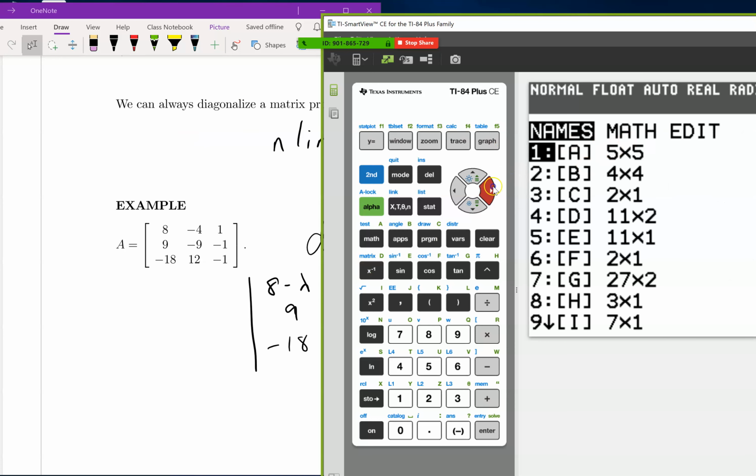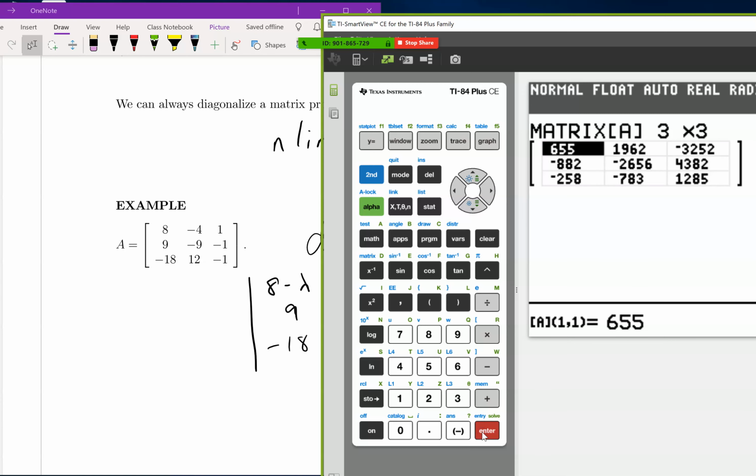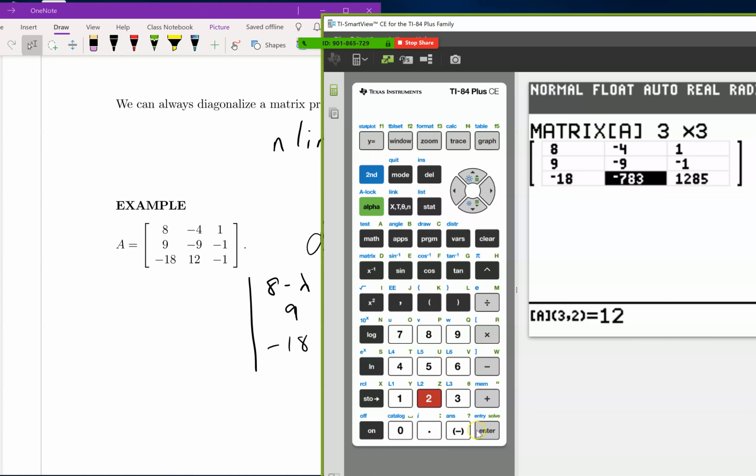I'm just going to put it in matrix A here. A is a 3 by 3. And the matrix was 8, -4, 1, 9, -9, -1, -18, 12, and -1. So just type the original matrix A in here.